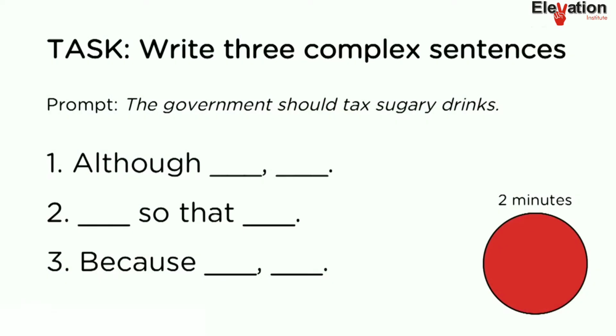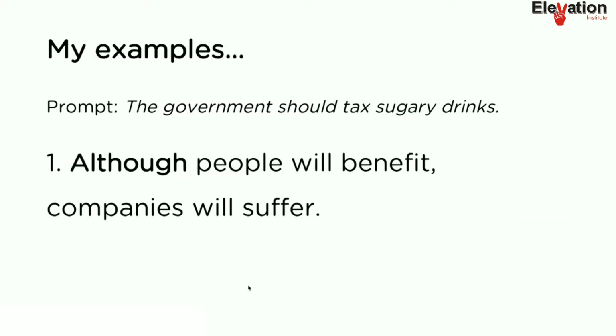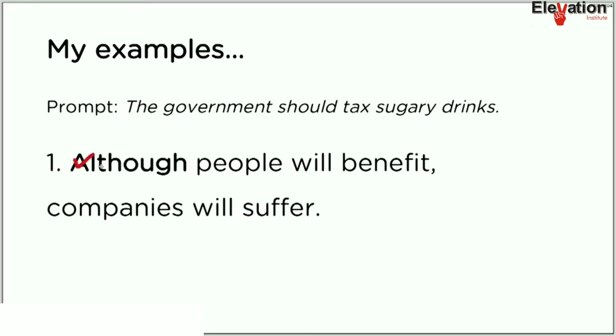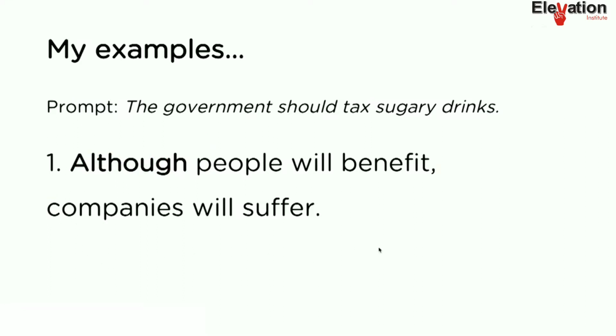Let me show you mine. Okay, here are my examples. Although people will benefit, companies will suffer. Again, let's look at this because what's going on? Let's say we get rid of this and we just have: people will benefit, companies will suffer. 2 simple sentences. Or I can make a complex sentence using this powerful word here.